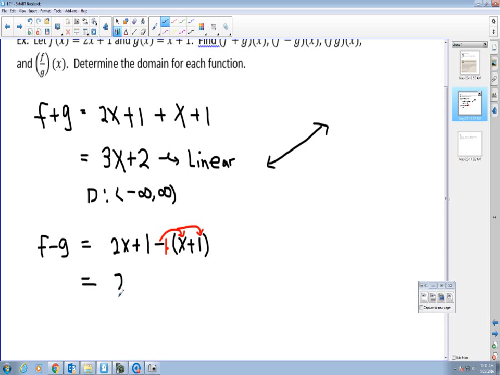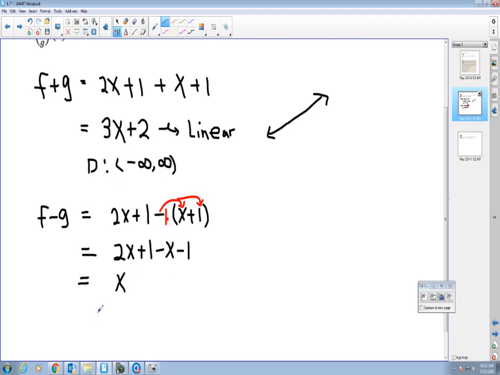So 2x plus 1 will stay the same. Negative 1 times x is negative x, negative 1 times positive 1 is negative 1. So when I combine like terms, that will just give me x, which is again a linear function. So my domain is negative infinity to infinity.